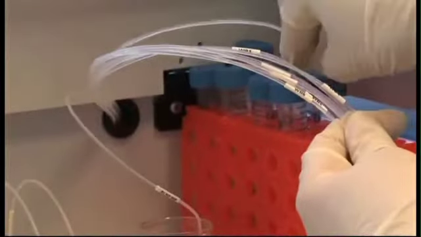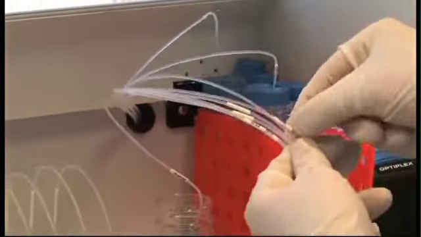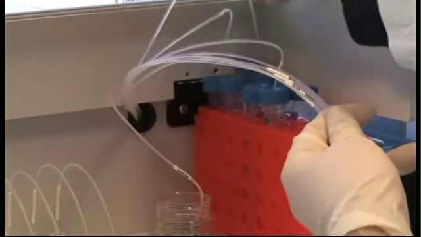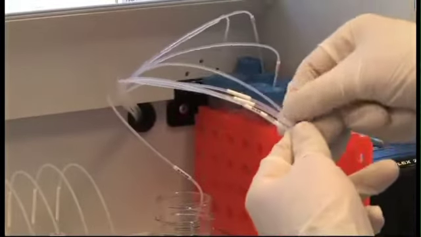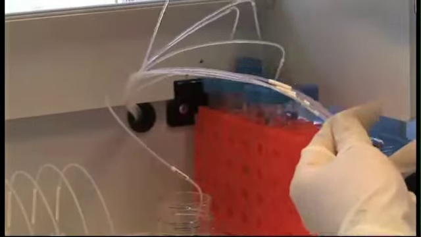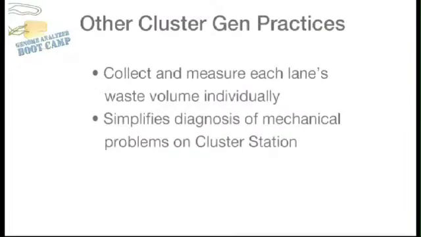Another practice we developed is parsing out our lane waste lines and labeling them 1 through 8. Illumina has incorporated this change into newer cluster stations, but if your waste lines are not labeled, then your Illumina FAS or FSE can identify and label them for you. Collecting and measuring each lane's waste volume individually can help in understanding downstream phenotypes and simplifies the diagnosis of mechanical problems on the cluster station.